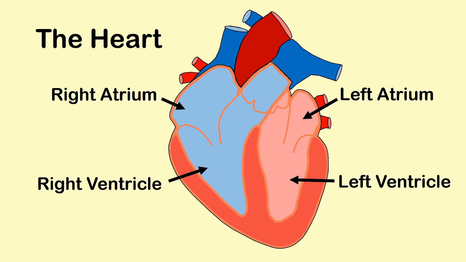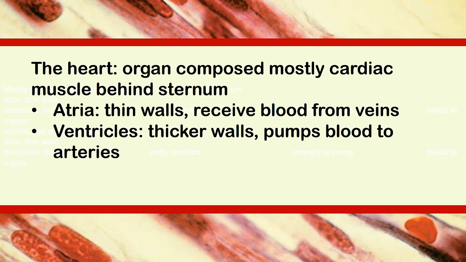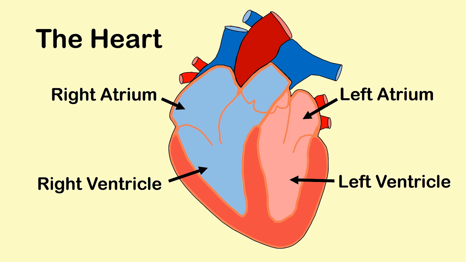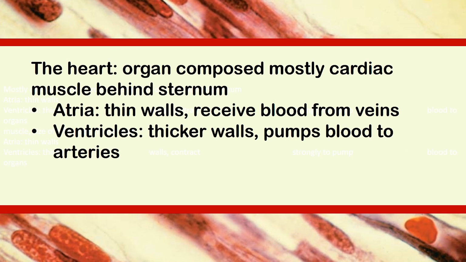At the top, you have two chambers referred to as the atria. These two chambers have thin walls and receive blood from the veins. As they contract, they force blood into the ventricles. The ventricles are going to be the bottom part of the heart. Again, two chambers that have thicker walls, and when they contract, they pump blood into the arteries.